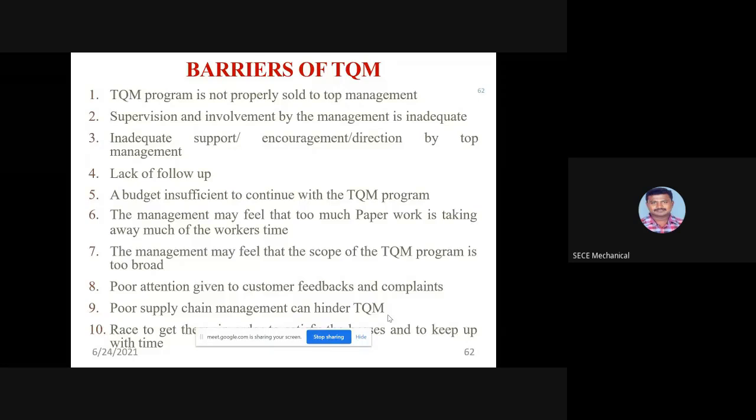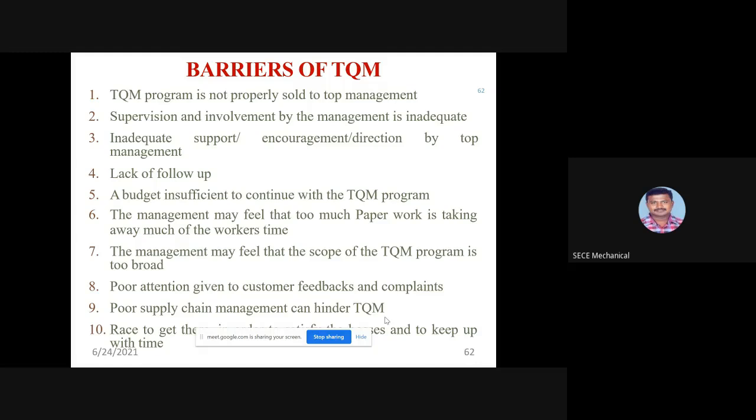Next is the supervision and involvement by the management is inadequate. Once management is committed, or once management has set the goal, if they don't do the supervision, or fail to monitor the entire system, what may happen within the industry or any kind of organization when their involvement is very less? Definitely it should also be considered a barrier of total quality management, as management will not achieve their goals.